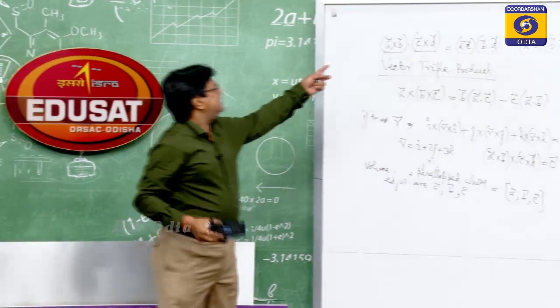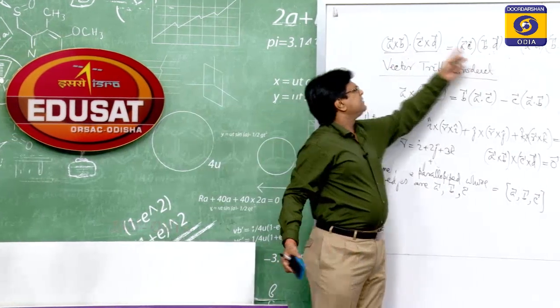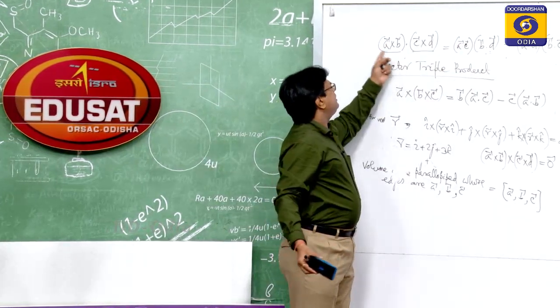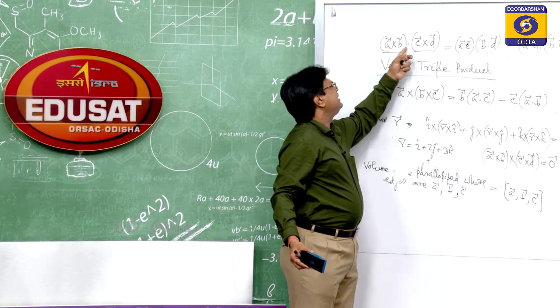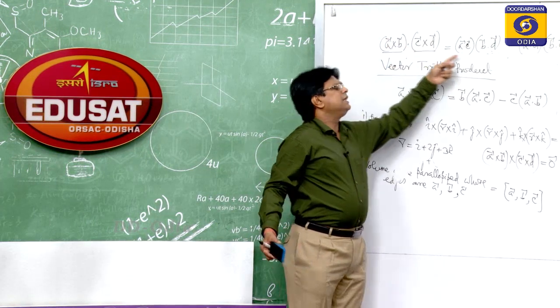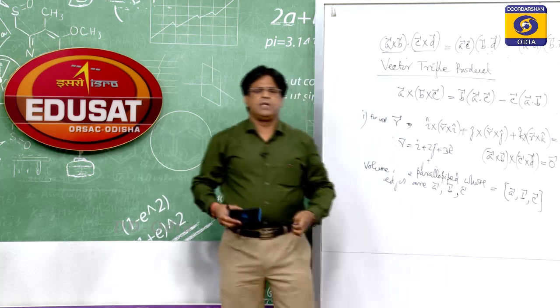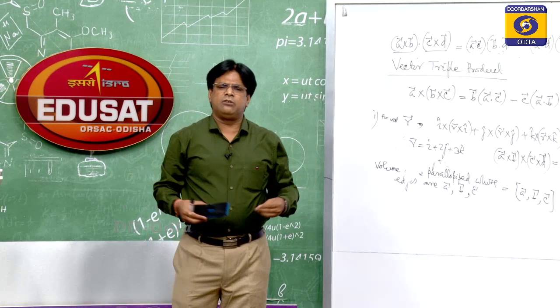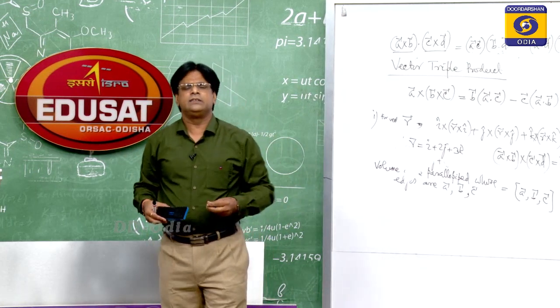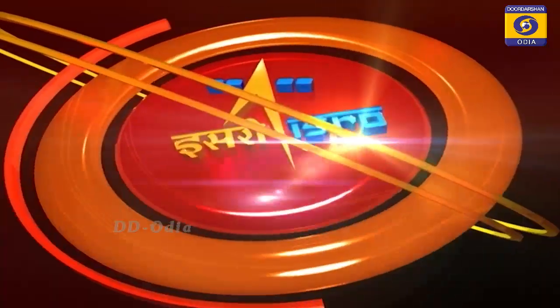So, this formula you have to remember, because if we take the cross product first and this cross product the second, then taking the dot product, we can find this value. Okay. Similarly, we can also find out various other questions. Okay, fine.